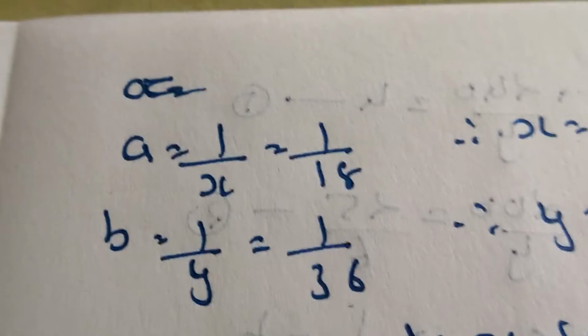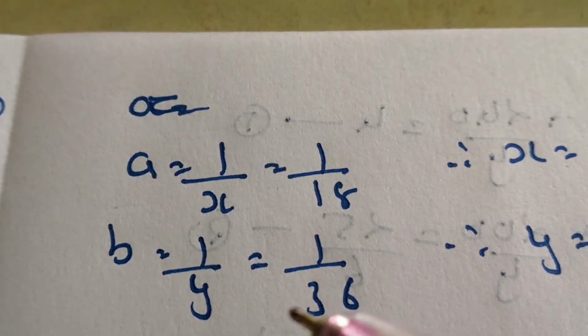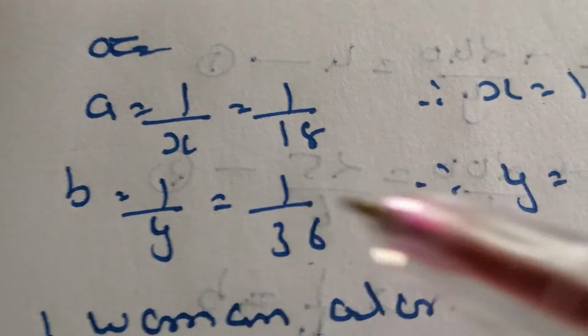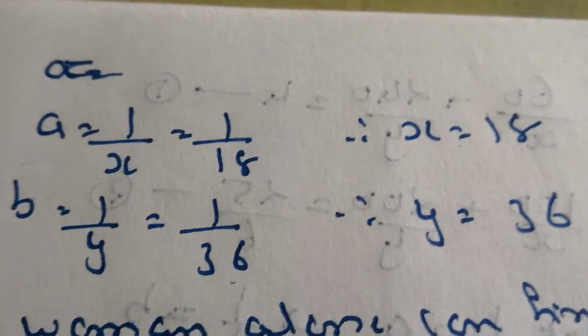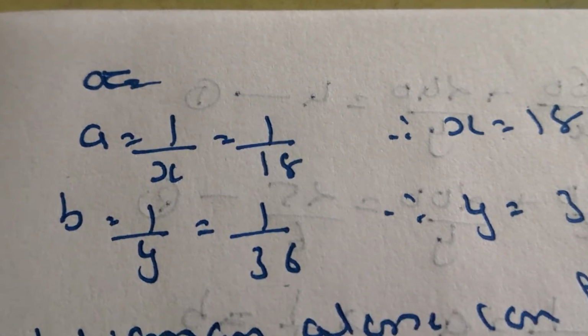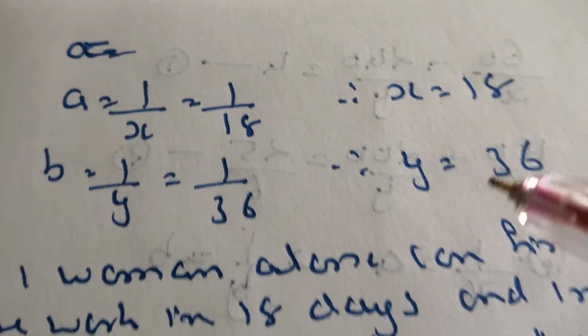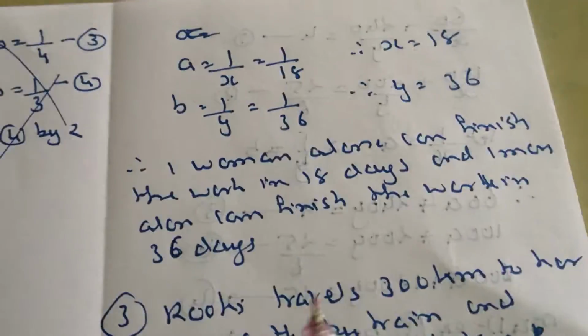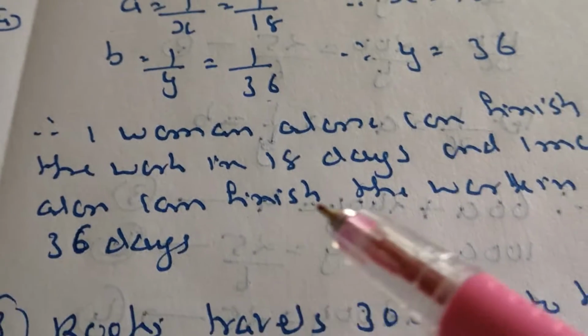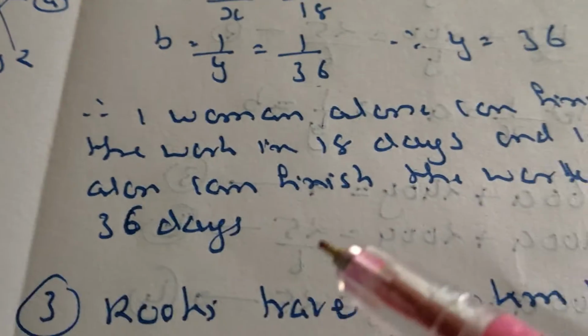Now dear friends, we have assumed a is equal to 1 upon x. So 1 upon x is equal to 1 upon 18, so x is equal to 18. And b is equal to 1 upon y is equal to 1 upon 36, so y is equal to 36. That means one woman alone can finish the work in 18 days and one man alone can finish the work in 36 days.